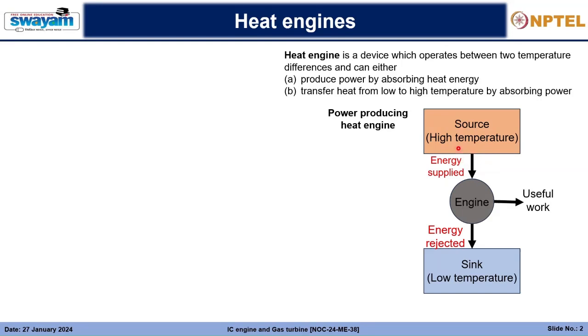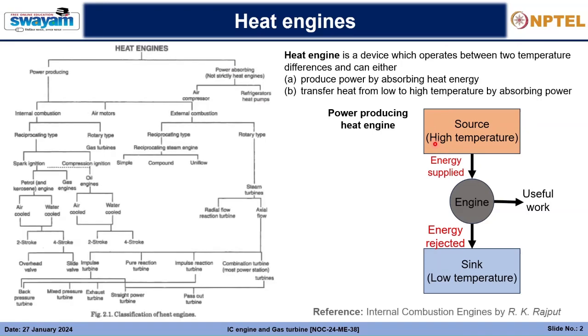And there is another type of heat engine, that is refrigerators. In that, we give power to the engine, and it transfers heat from the lower temperature sink to the higher temperature. That is what we have in our fridges, refrigerators, or air conditioners. So this is the schematic diagram of how a power producing heat engine works, and we will be focusing on this.